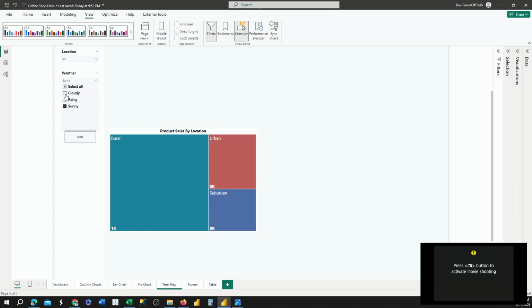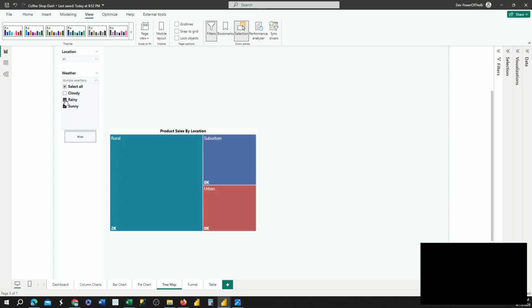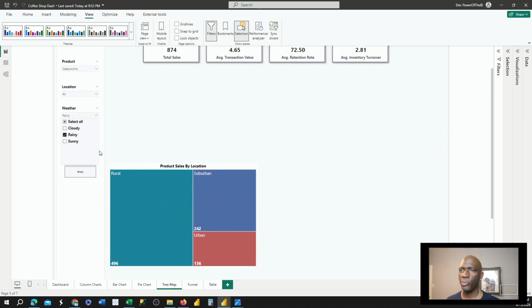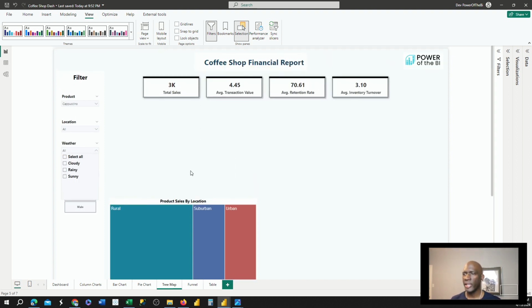And if we show here on the rainy day, cappuccino is sold more, almost doubled the amount from the rural to the suburban. So again, we're analyzing the data, and we're using the tree map to tell the story of where that data is being sold and how much of that, in this particular case, product sales are by location.